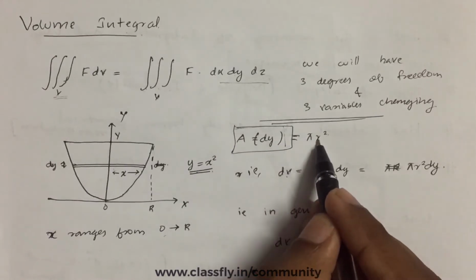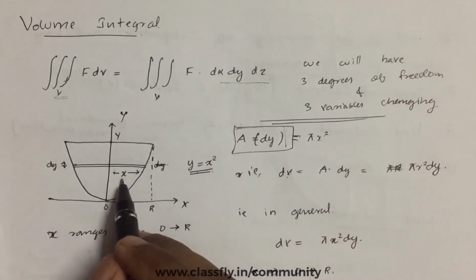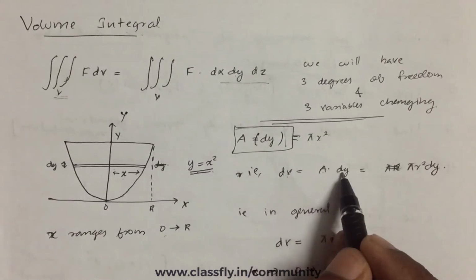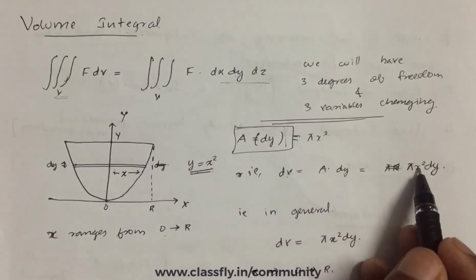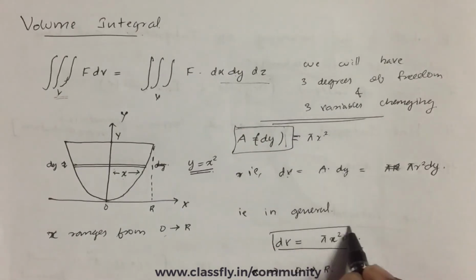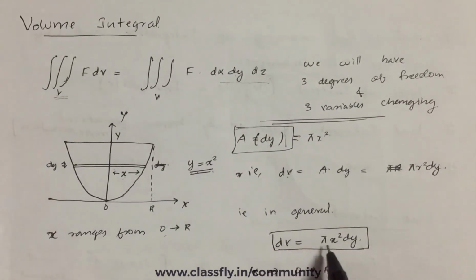equals pi into r square. Here r is x. Therefore dv equal to area into dy, which is pi r square dy, which is pi x square dy. dv equal to pi x square dy, and x varies from 0 to r.